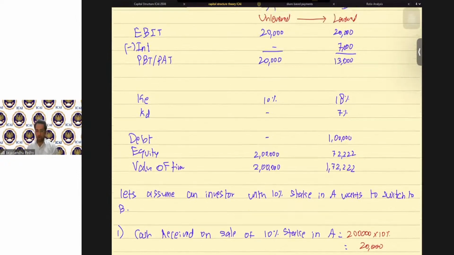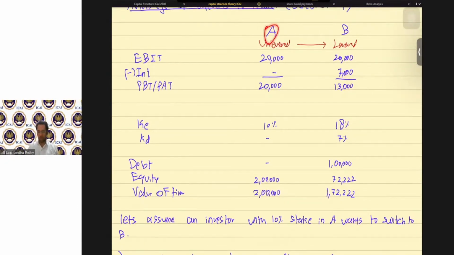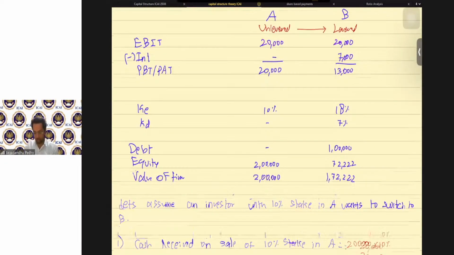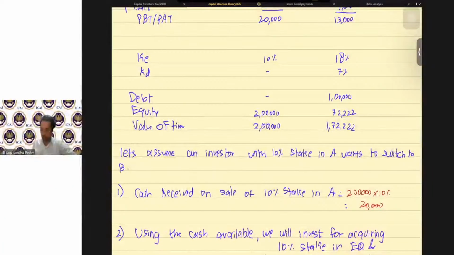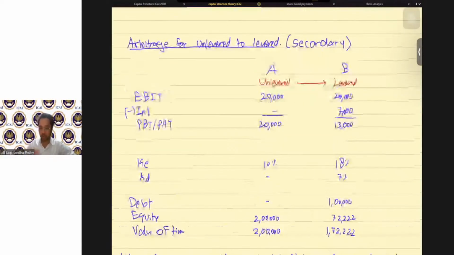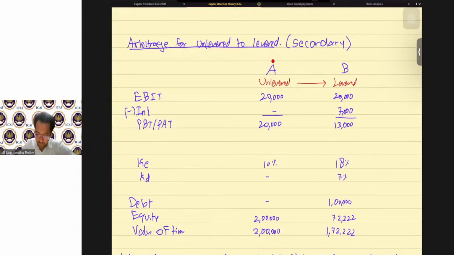Okay. Now, earlier my stake in A Limited was 10%, which I assume. So using the cash available, we will invest for acquiring a 10% stake in equity and also a 10% stake in debt. I need to match the risk also, right? Earlier in A, I was a 10% shareholder. I had 10% shareholding for the entire company.